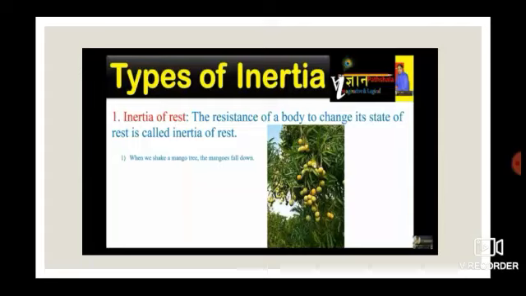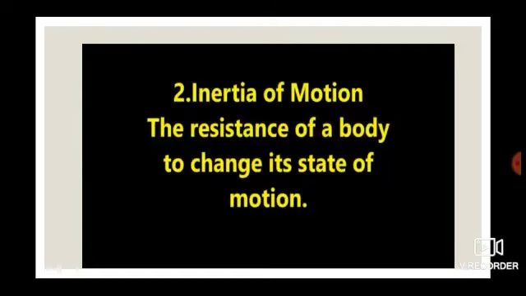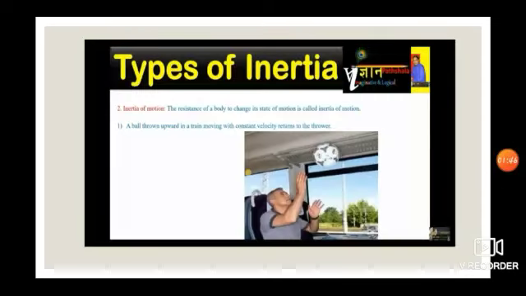For example, if we vigorously, that is forcefully, shake a branch of a tree, some of the leaves or fruits detach and fall down. Next, we learn about inertia of motion. The resistance of a body to change its motion is called inertia of motion. For example, an athlete runs some distance before jumping because it will help him to jump longer and higher.